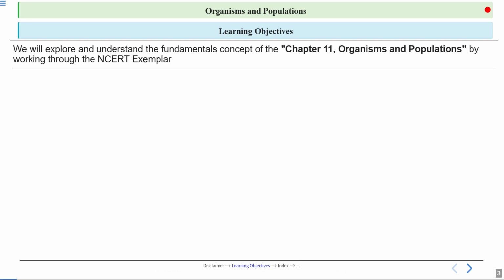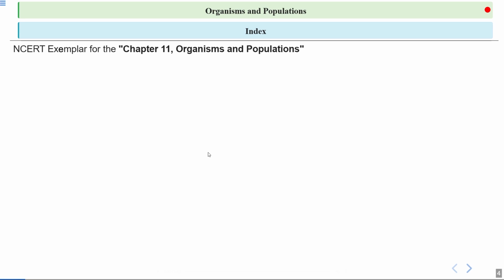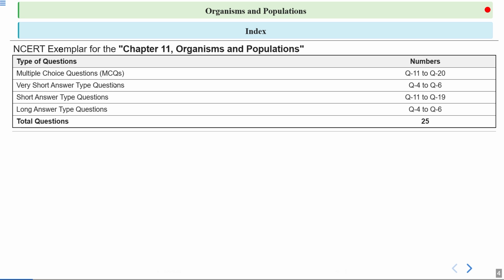So today we'll be understanding the basic concepts related to the chapter Organism and Population by discussing NCERT example questions. These questions are based on some concepts. We'll discuss these concepts by working through NCERT example questions. These questions have been divided into various categories: multiple choice questions, very short answer type questions, short answer type questions, and long answer type questions.